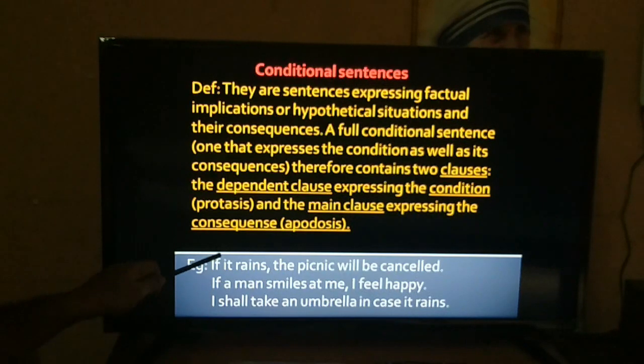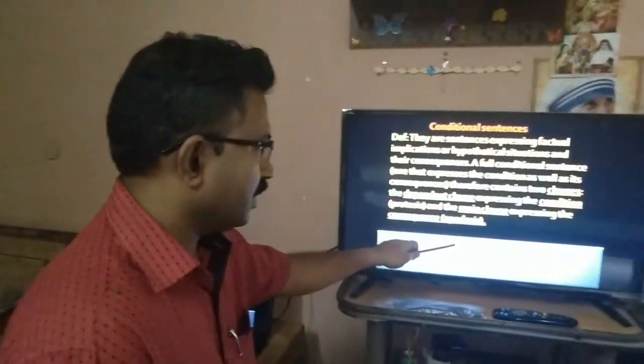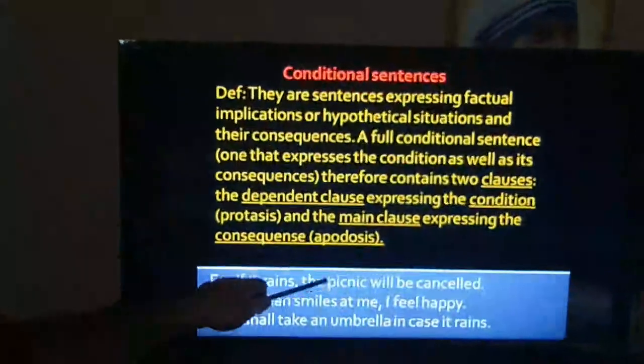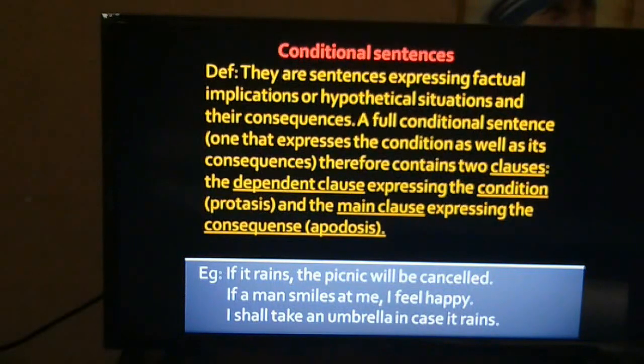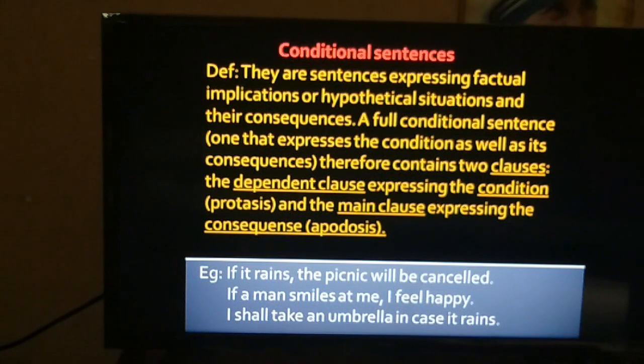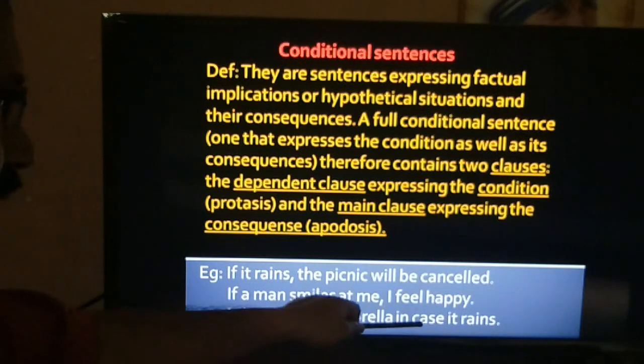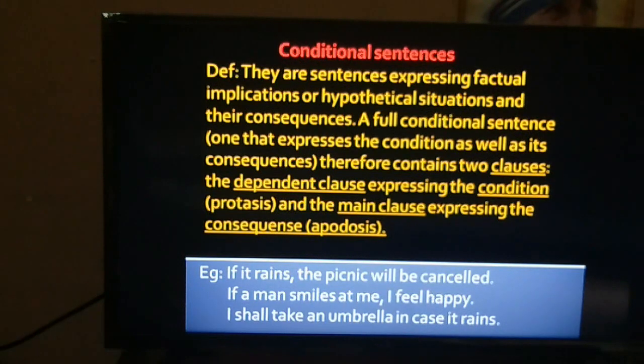A conditional sentence consists of two clauses, a dependent clause with if and an independent clause, which is the main clause. There is no if in the main clause. Usually we start the conditional sentence with the if clause, but we can also start it with the main clause. For example, the third one: I shall take an umbrella in case it rains, and there is no comma there.